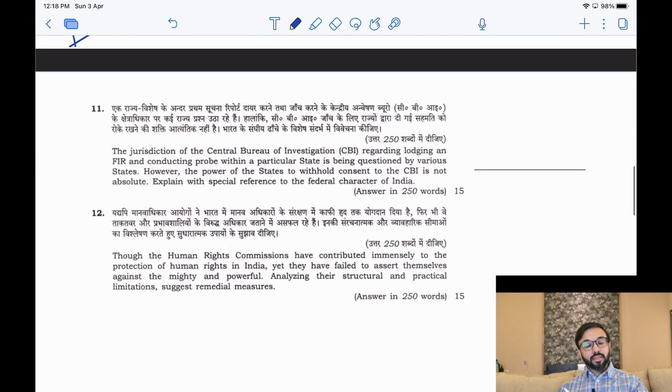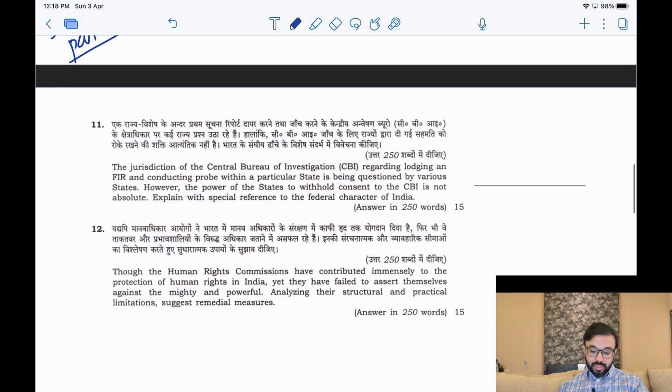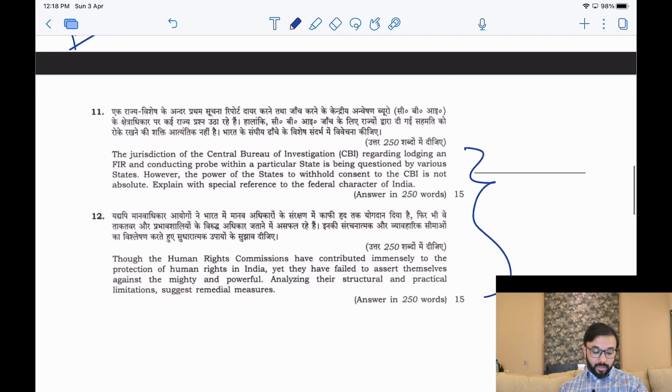So now let's read a question and apply these particular techniques I have told you. So these are the hard questions I have picked. These are 15 mark questions from the 2020 paper, and they will help you to see how what I've taught you so far can be applied in practice. So the first thing is, the first question, let's read, that is the jurisdiction of the Central Bureau of Investigation.